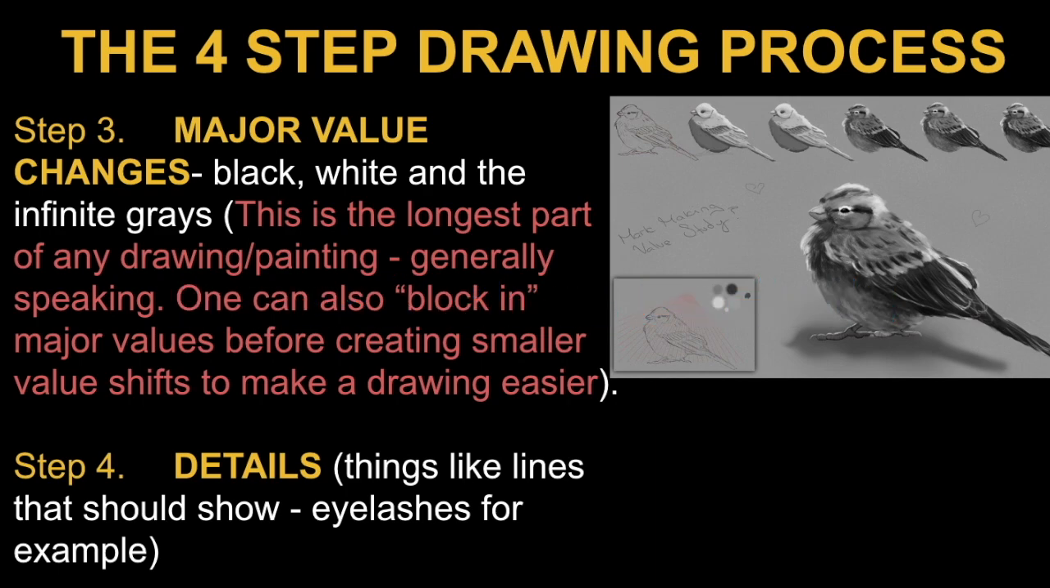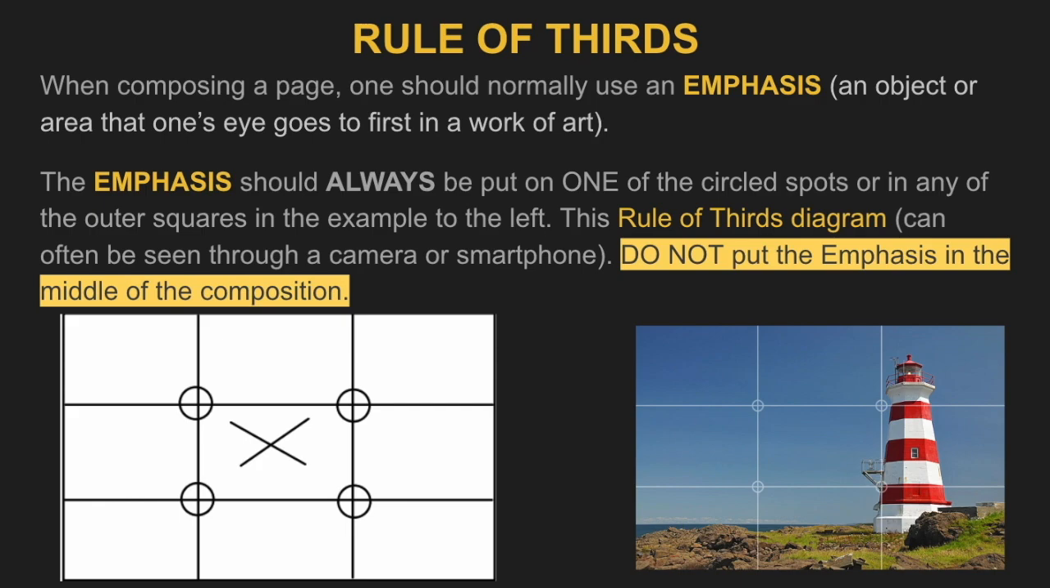The very final step, or step number 4, is details. Things like the feathers on the bird, or the line between the beak, or the tiny details in the feet, possibly the shadow underneath. Now moving on to the rule of thirds.